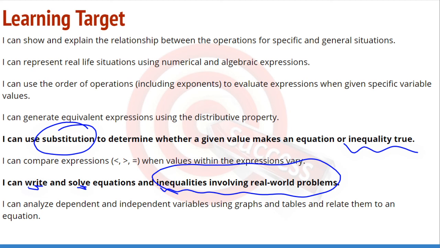Make sure that you complete your exit ticket. Make sure you complete your problem sets. If you have questions or need help, reach out to your teacher.